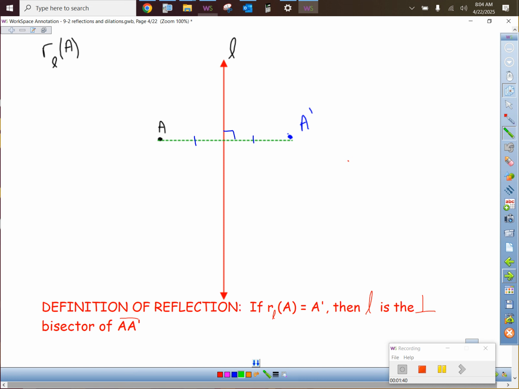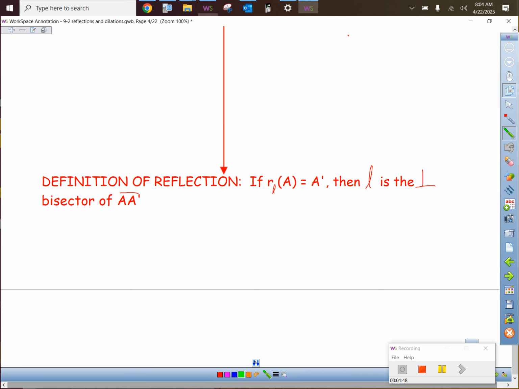The hard part is writing it. I'm going to say it in English, but it's written in math. I'll scoot this up so you can see it a little better. It says, if the reflection of A over line L is A prime, then L is the perpendicular bisector of segment AA prime.